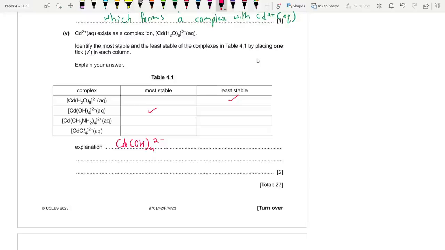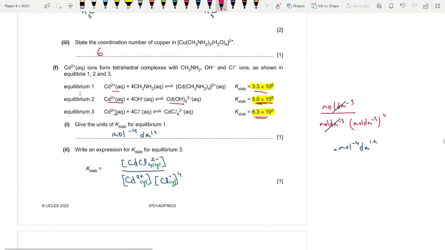CdOH4 2 minus has the highest K step, right? And an optional point was that all K step values are given as greater than 1. Why is this essential? Because if any of these values were less than 1, that would mean the one on the left was more stable. If any of these values were less than 1, that would mean that Cd2+ with water, the complex with water, would be more stable than the ones on the right. But since it's positive, the one on the right is more stable.